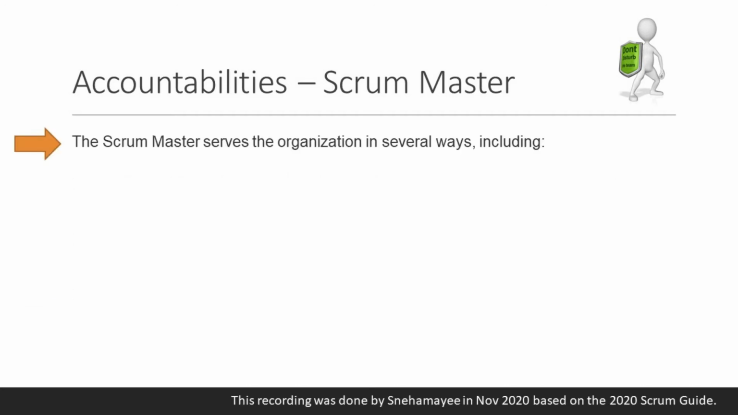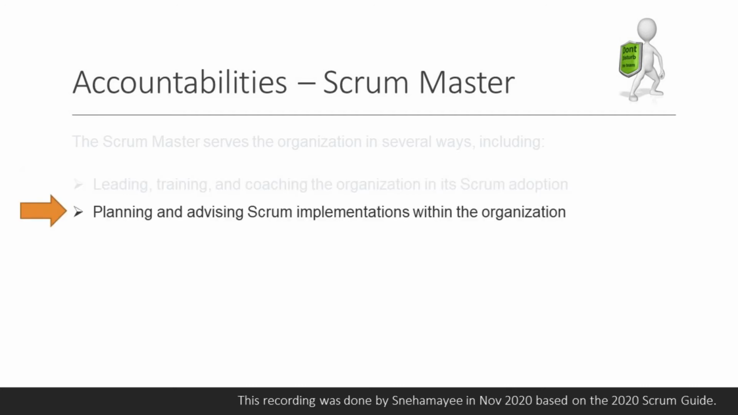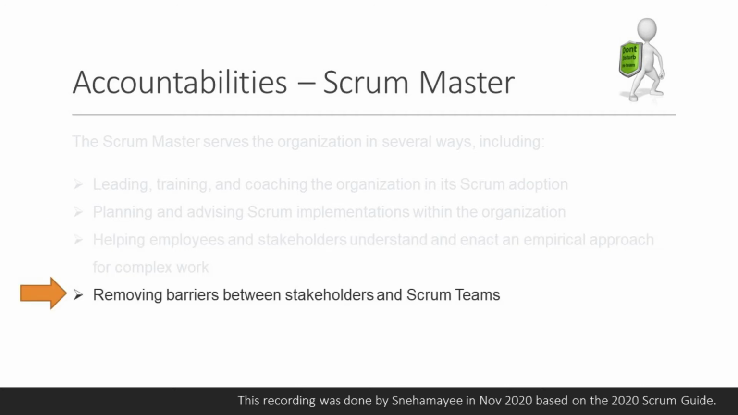The Scrum Master serves the organization in several ways, including leading, training, and coaching the organization in its Scrum adoption, planning and advising Scrum implementations within the organization, helping employees and stakeholders understand and enact an empirical approach for complex work, removing barriers between stakeholders and Scrum teams.